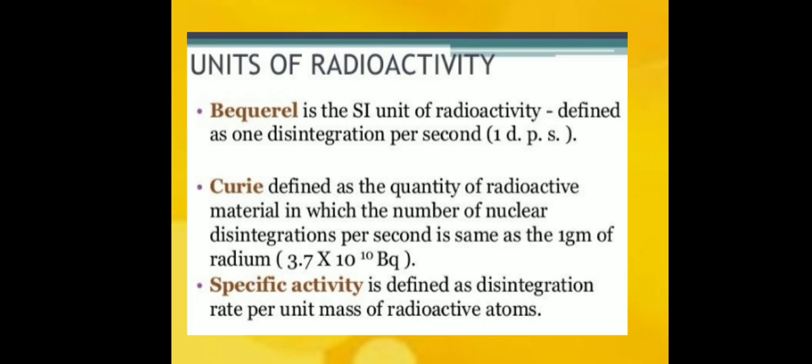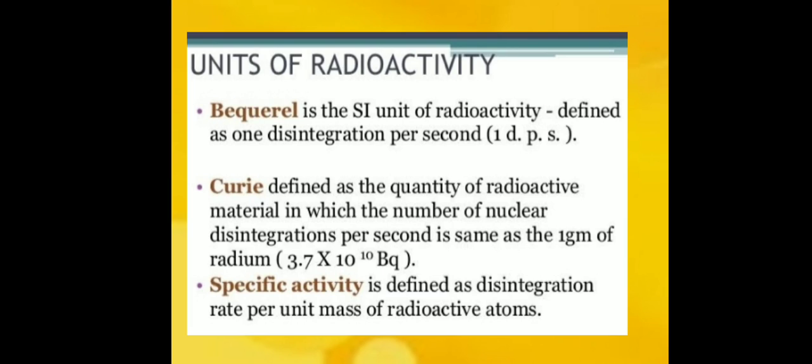The next is some of the units of radioactivity. 3 units are used. Becquerel is the first one. Becquerel is given to honor whom? Henry Becquerel, right? He was the person who introduced radioactivity. So to honor him, we have given the unit name Becquerel. Becquerel is the SI unit of radioactivity, and it is defined as 1 disintegration per second, written in short form as 1 dps.